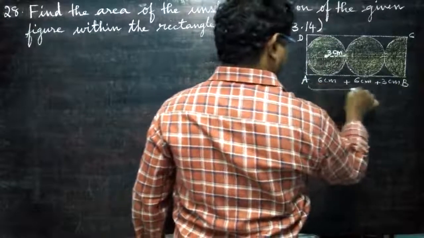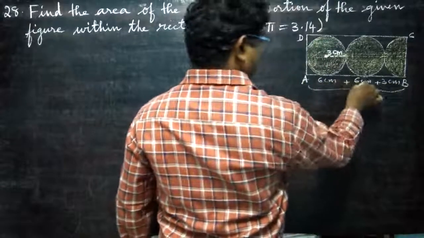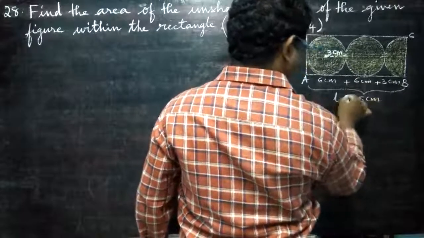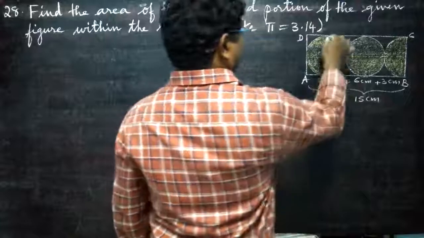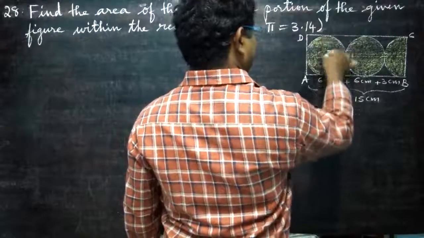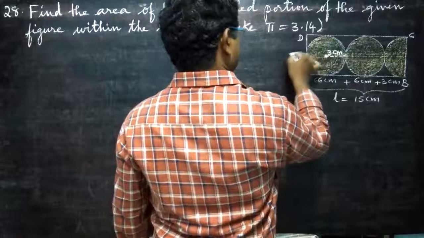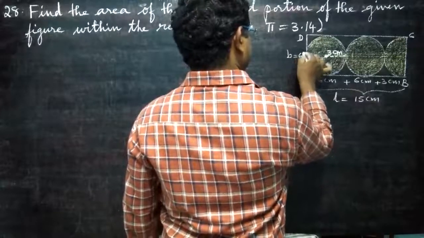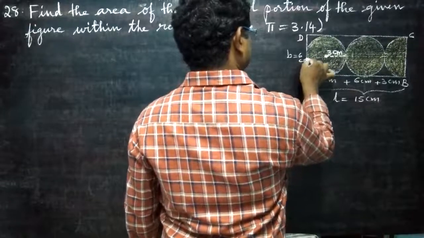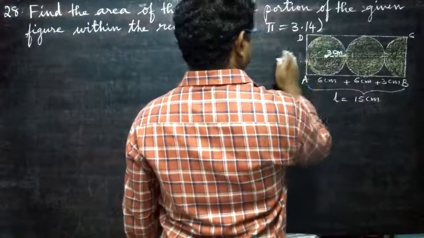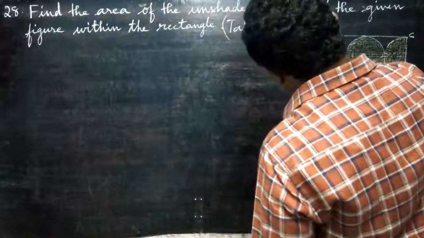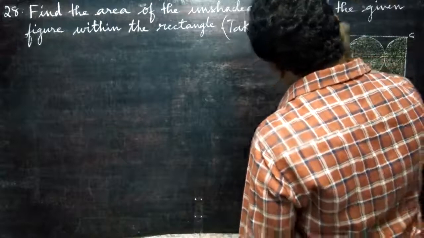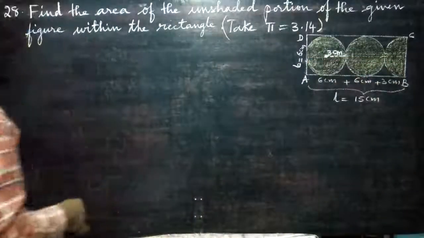So total AB is 6 plus 6, 12, 12 plus 3 is 15 centimeters, the length of the rectangle. Coming to breadth, here 3 and 3, 6 centimeters. So breadth is equal to 6 centimeters. Now we got length and breadth of a rectangle.